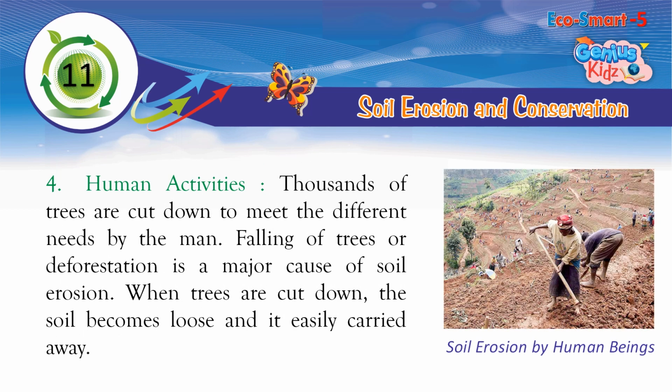4. Human activities. Thousands of trees are cut down to meet the different needs of man. Felling of trees, or deforestation, is a major cause of soil erosion. When trees are cut down, the soil becomes loose and is easily carried away.